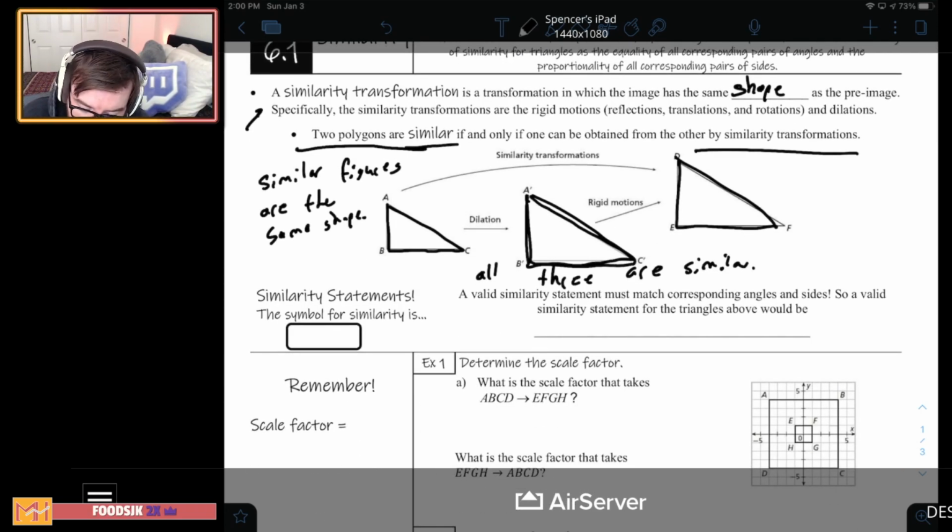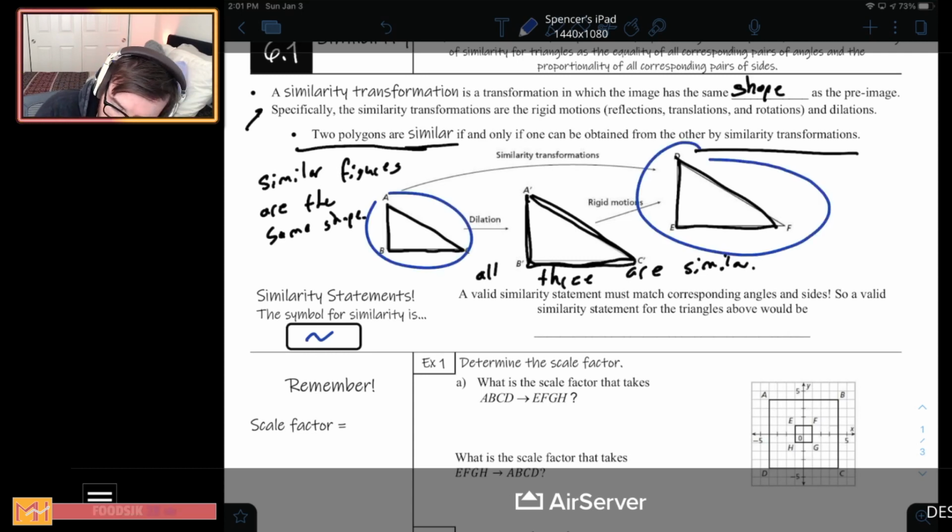So, a valid similarity statement must match corresponding angles and sides. So what is a valid statement for the triangles above? Okay, so we were writing things like, oh, triangle ABC is congruent to triangle XYZ, right? We've written stuff like that before. Okay, we're not going to write that exactly. We're going to write a similarity statement. A similarity statement uses a little squiggle to represent that they're similar. Okay, so I'm going to say that this triangle and this triangle are similar.